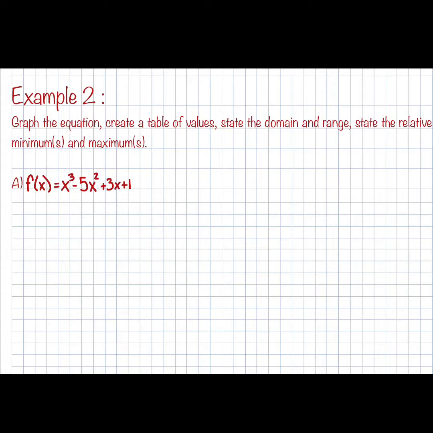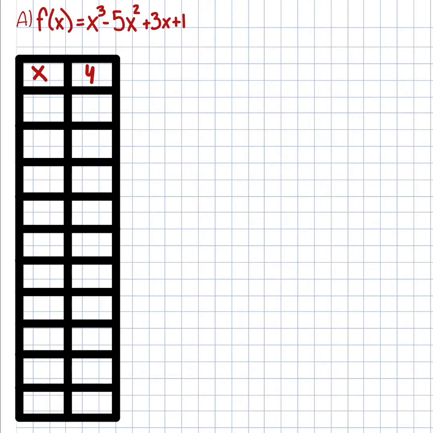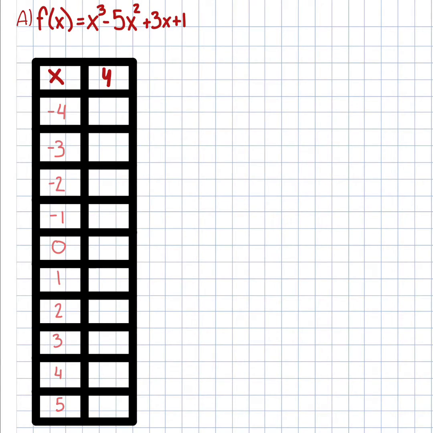Example 2. In this problem we are going to be graphing the equation by using a table of values, stating the domain and range and stating their relative minimums and maximums. The equation is f(x) = x to the 3rd minus 5x squared plus 3x plus 1. We'll start off by drawing the table. In the middle of the x side we will put 0, then negative 1, negative 2, negative 3, and negative 4 going up. On the bottom side of the 0 will go 1, 2, 3, 4, and 5.